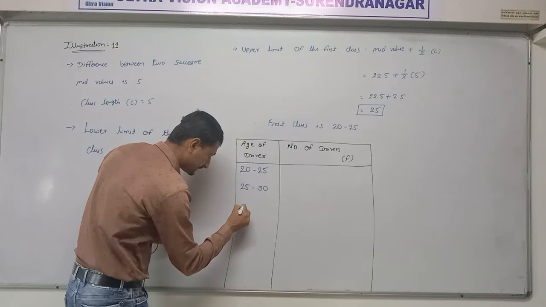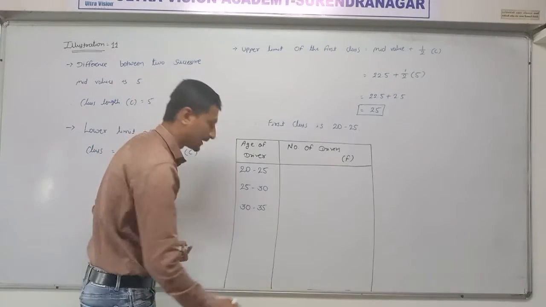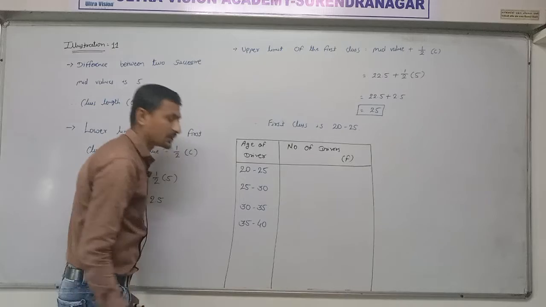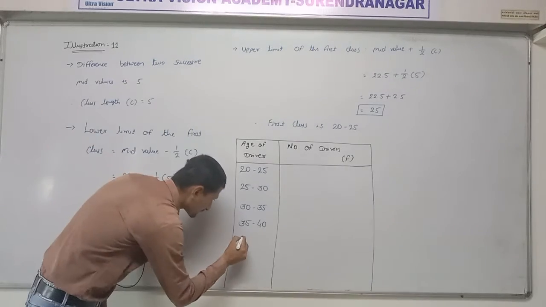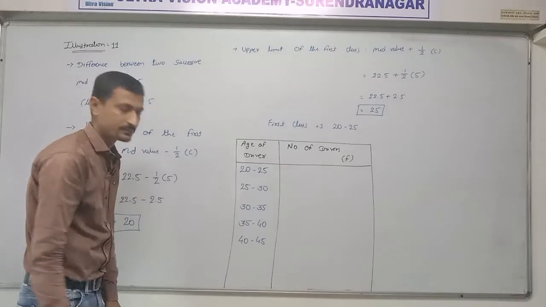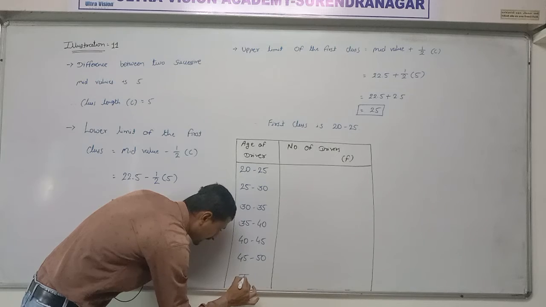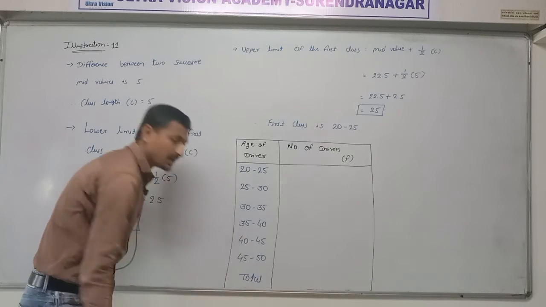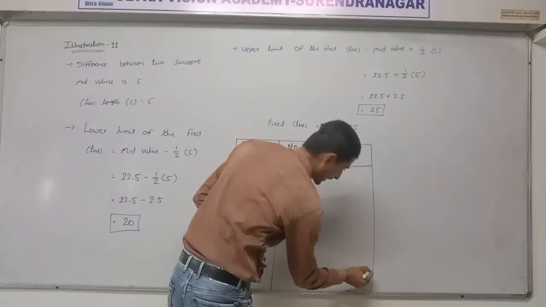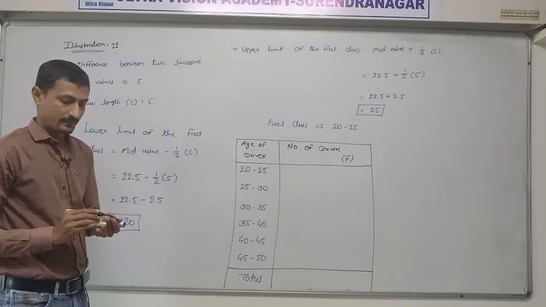Next class 25 to 30. Next 30 to 35. Next 35 to 40. Next 40 to 45. And the last class 45 to 50. And after that, total. So the last mid value is 47.5, including the class 45 to 50.